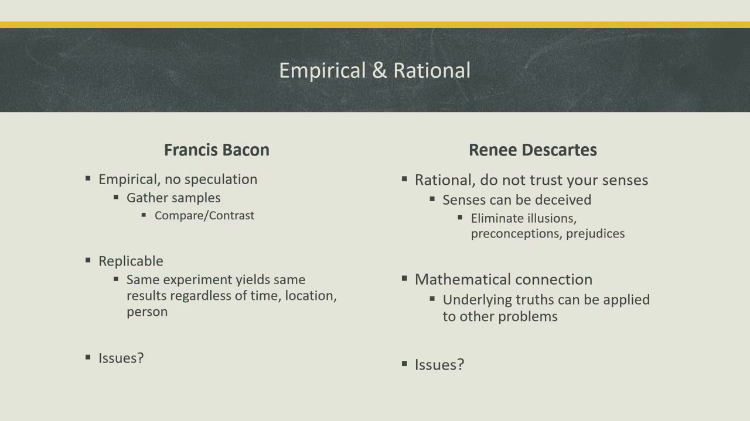So let's talk about that empirical and rational model first. So it's important to look at the upsides and the drawbacks of each of these. So the empirical model, empirical, perhaps best embodied by Francis Bacon, a profoundly important intellectual inquirer into the underlying realities of the universe.